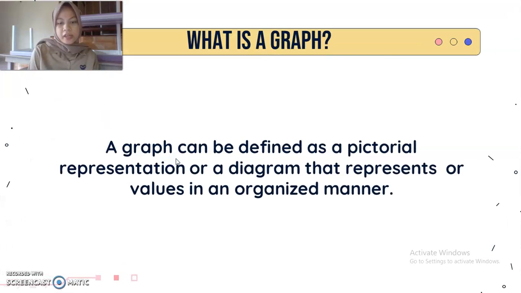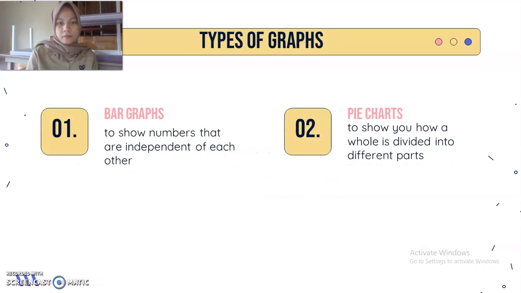So, a graph can be defined as a pictorial representation or a diagram that represents our values in an organized manner. The points on the graph often represent the relationship between two or more things. For step data, bar graphs and pie charts are often used. First is bar graphs, to show the numbers that are independent of each other. And the second is pie chart. Pie chart to show you how a whole is divided into different parts.